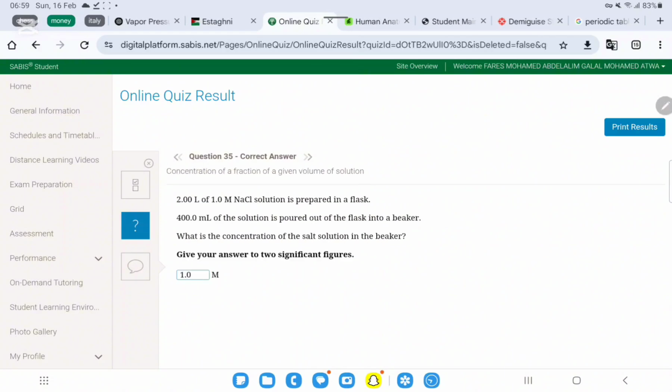2 liters of 1.0 molar NaCl solution is prepared in a flask. So 400 milliliters of the solution is poured into a beaker. So they're talking about the same solution in both sentences here, and the solution has 1.0 molarity. Since it's from the same solution, they have the same concentration, so the concentration of the salt solution in the beaker is 1.0. Two significant figures, 1.0 M.